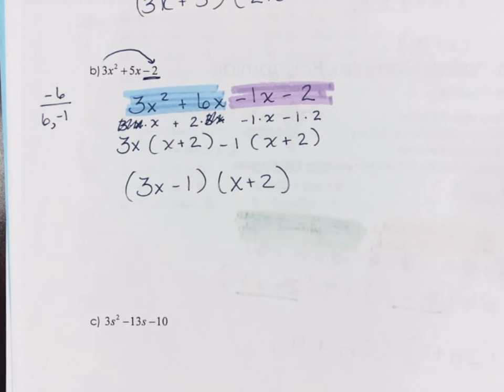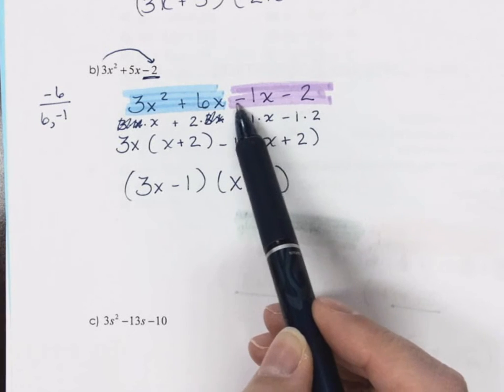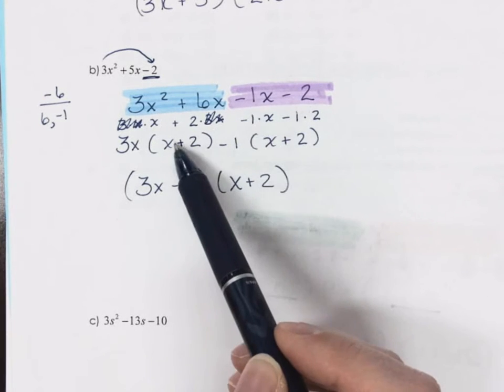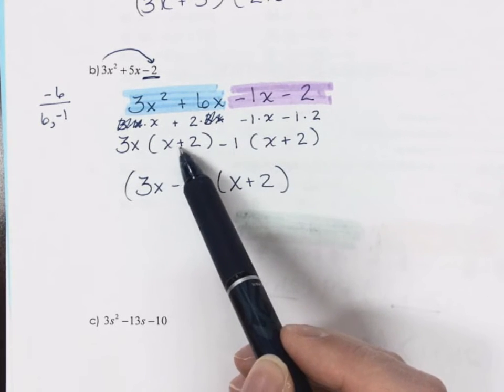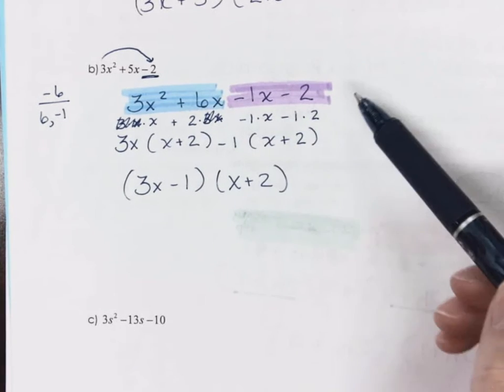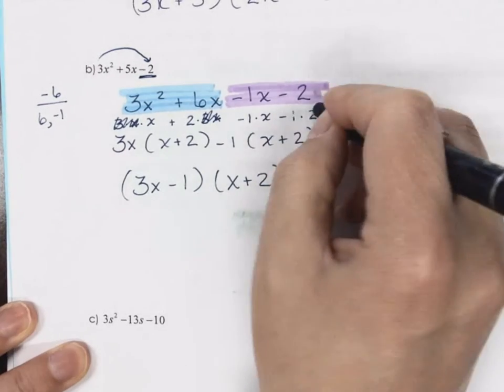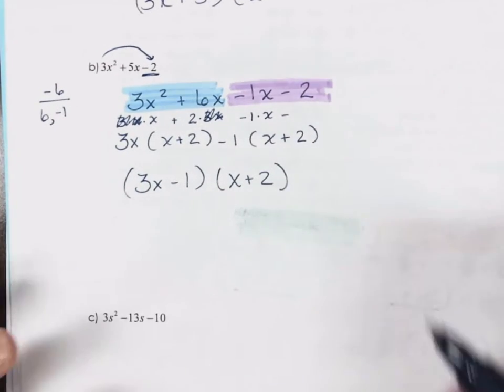When they don't have anything to take out, you can always take out a 1, right? Because they'll always share a factor of 1. That's a given. And in this case, it was a -1 that I could factor out because I needed to get what was left over to be a +2. So -1 times x. And then this, if I wrote it like, just hang on, don't write what I'm about to write.